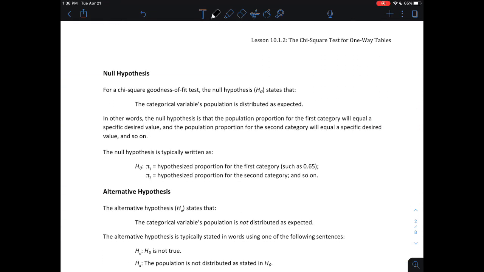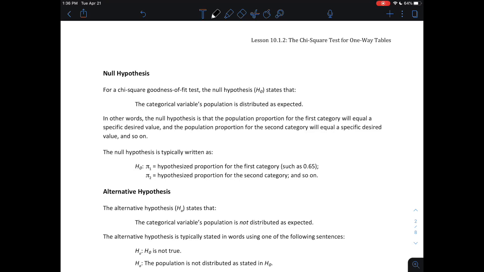So if they're similar to the hypothesis tests, let's start with the null hypothesis. For a chi-square goodness of fit test, the null hypothesis H0 states that the categorical variable's population is distributed as expected. You can see in that statement there is no change. They are distributed as expected. That's why it's going along with the null hypothesis. In other words, the null hypothesis is that the population proportion for the first category will equal a specified desired value, and the population proportion for the second category will equal a specific desired value, and so on.